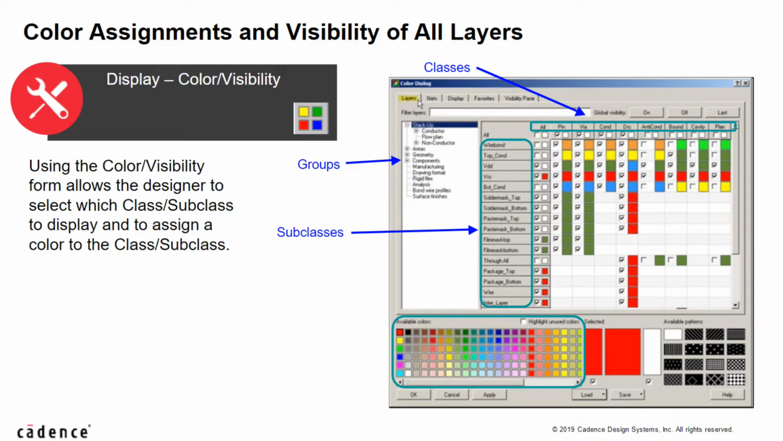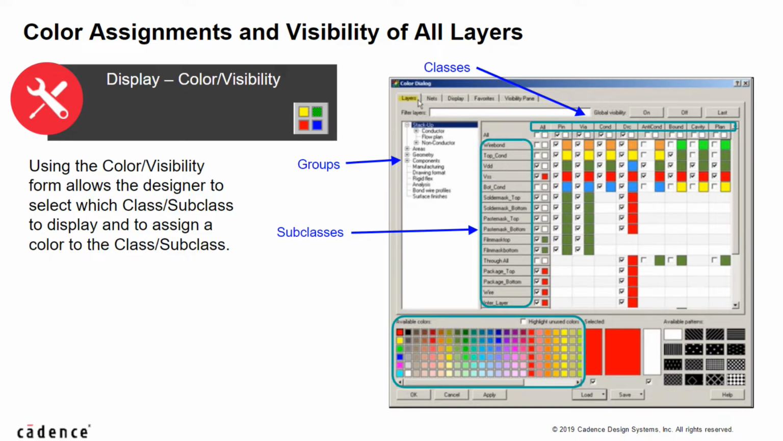Using the Color Visibility form allows the designer to select which class and subclass to display and to assign a color to each class and subclass. Whenever a new design is started, the default setting is to have every class and subclass visible. The Color and Visibility form organizes the classes and subclasses into groups. By selecting a different group name, a new set of classes and subclasses appears in the form. The palette contains 192 colors that may be customized by selecting the Modify button on the form.